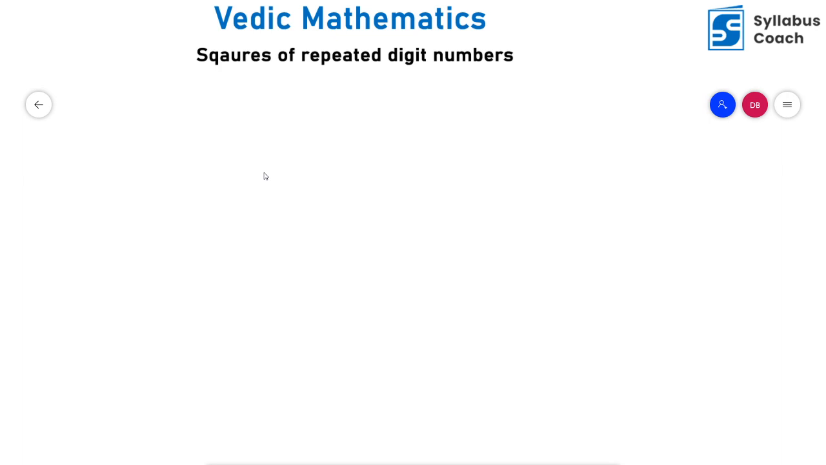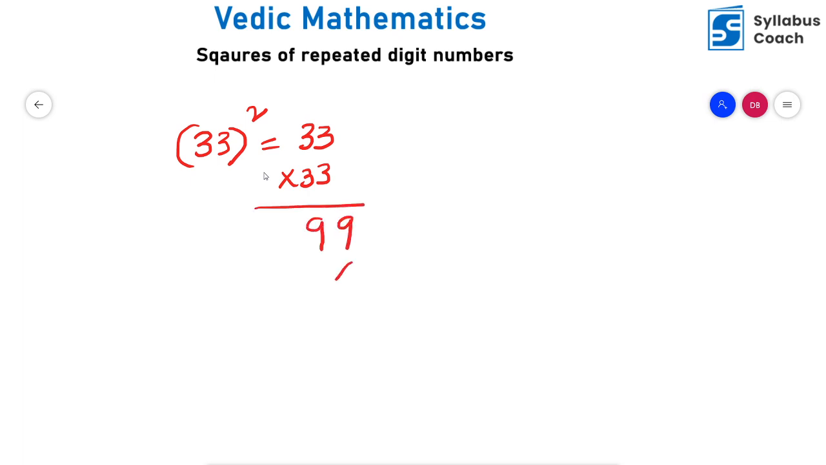The first example is 33 square. How will you find the square of this number? Usually you multiply 33 into 33, right? So 3 3s are 9 and 3 3s are 9, and again 3 3s are 9 and 3 3s are 9. So this is 9, 18 and 1, which is 1089, right? So this is the conventional method of solving this question.